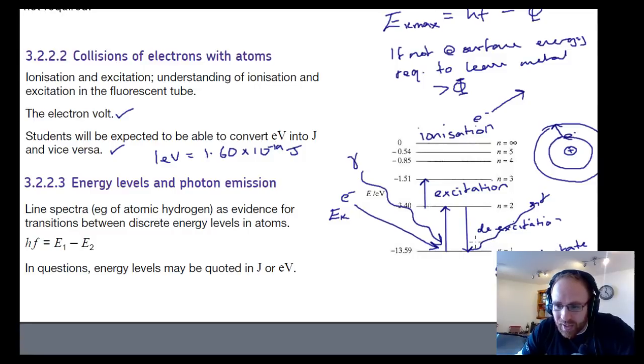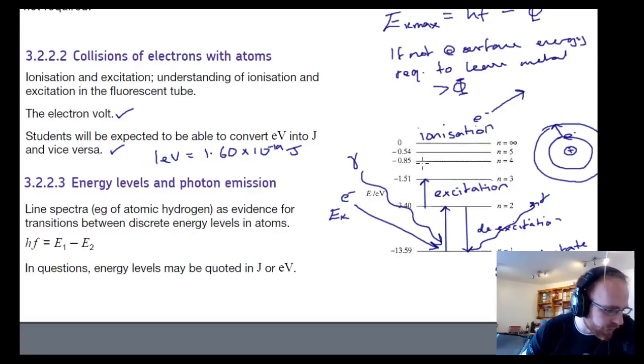So de-excitation releases a photon, and our line spectra, which I'll find a picture of in a second, is evidence for these discrete transitions. So you can only get these transitions of electrons in atoms. So in hydrogen you can only get a difference of 10.19 electron volts, or I don't know, a bit more, 7. I can't do it in my head. And this one's 0.76 electron volts.